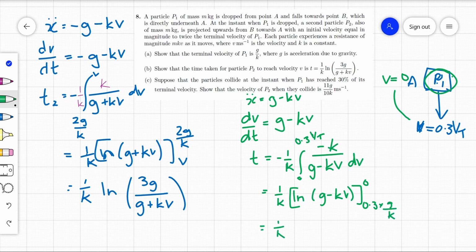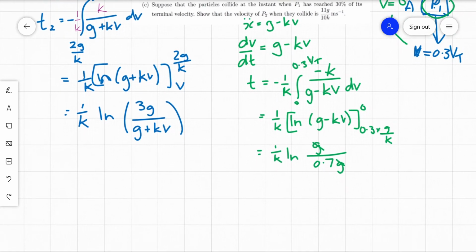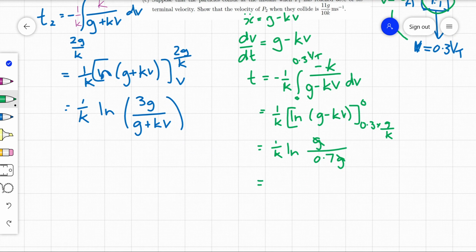So we get 1 on k log, subbing in 0, we just get g. Subbing in 0.3 g on k here, the k's get cancelled, so 1 minus 0.3 lots of g is 0.7 lots of g, and the g's will cancel. So 1 on 0.7 is the same as 1 divided by 7 on 10, which is 10 on 7. So we get 1 on k log 10 on 7. That's the time at which the collision occurs.